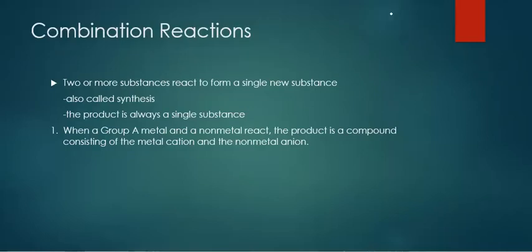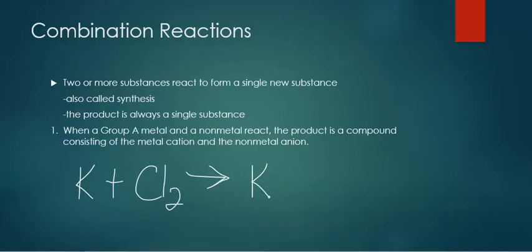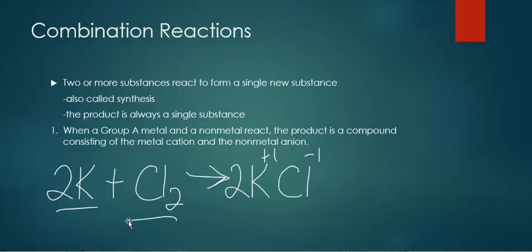Number 1, if I have a group A metal, like potassium, reacting with a nonmetal, like chlorine, the product is a compound consisting of the ions. So potassium bonds to chloride, and we do the charges, +1, -1. So KCl is my product. And then I can go back and balance this with coefficients. So 2 elements produce one compound.